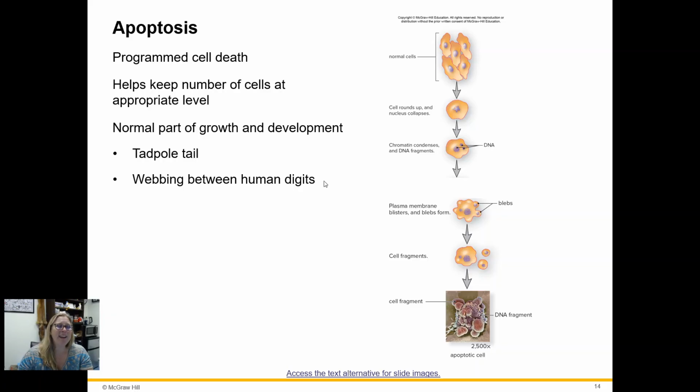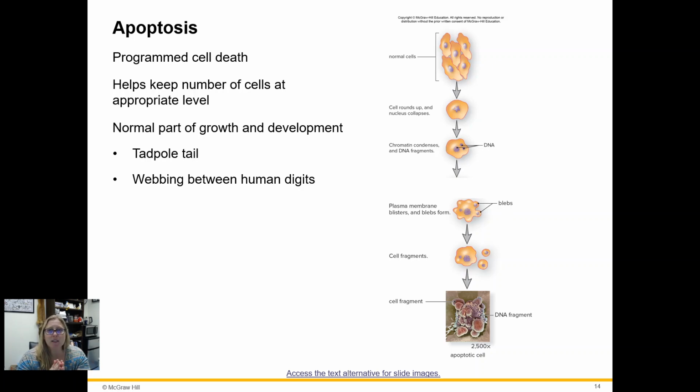In addition, when you are a developing fetus, we as humans have webbing between our fingers and our toes. That webbing is broken down during development through a process called apoptosis, okay? The best part about apoptosis is that it contains a scientific word, bleb. Bleb is a scientific word.